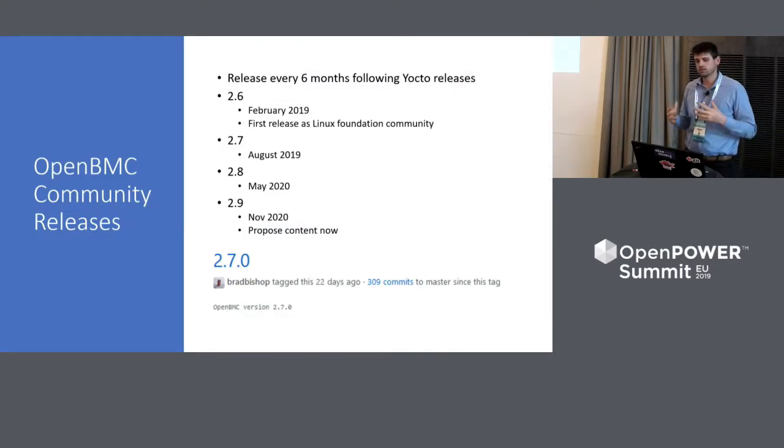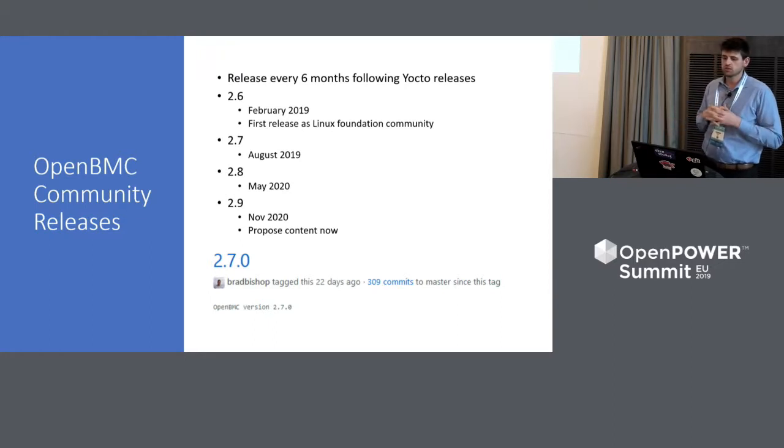Prior to last year, we didn't have a formal release process. We had a 1.0 release, but after that, it was just periodic tagging. A release planning work group was formed, and one of their first decisions was that OpenBMC would have biannual releases like Yocto, offset from Yocto by a few months.